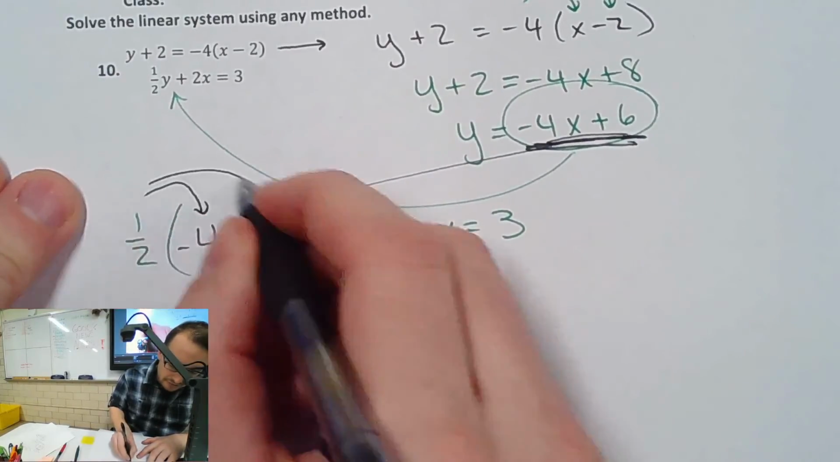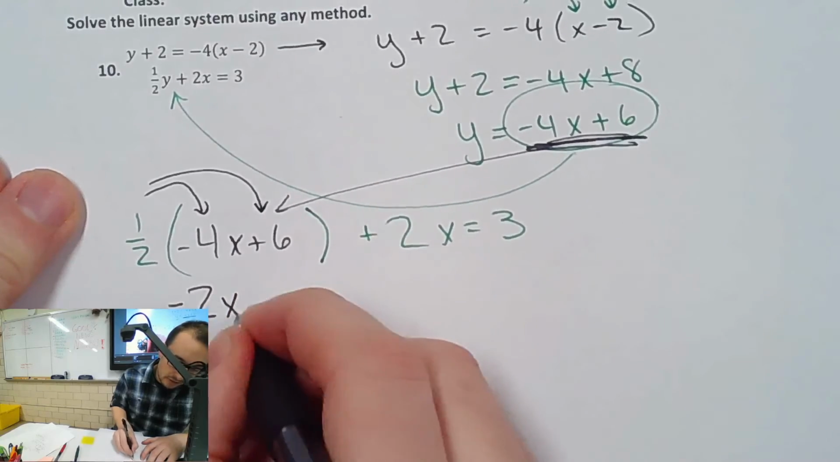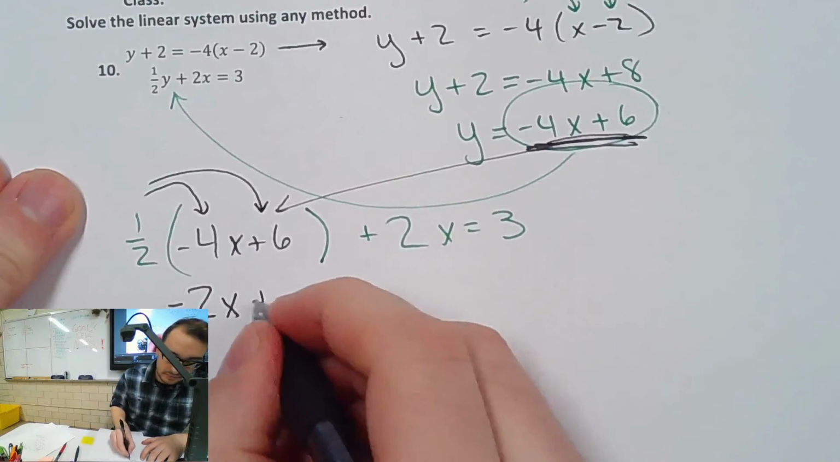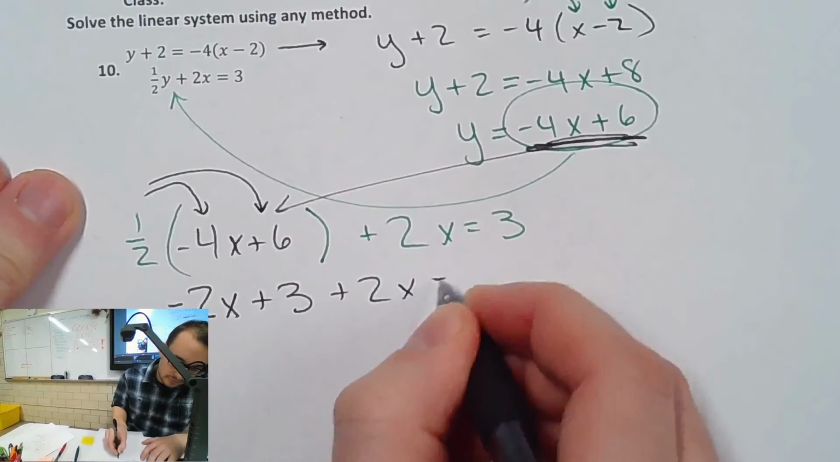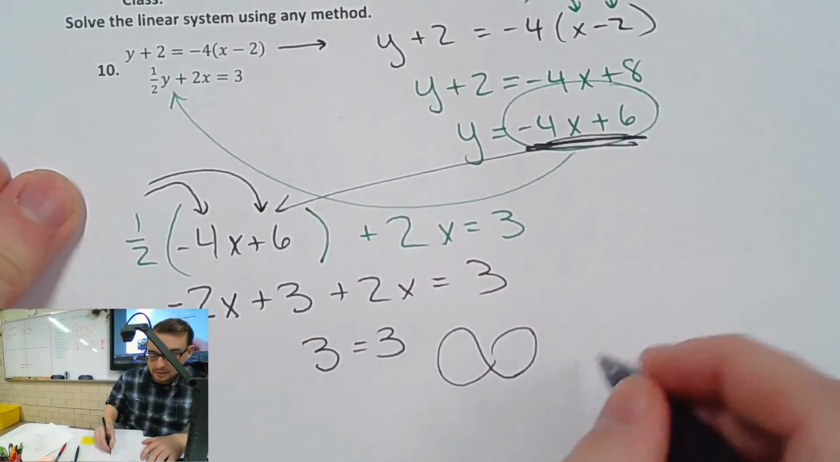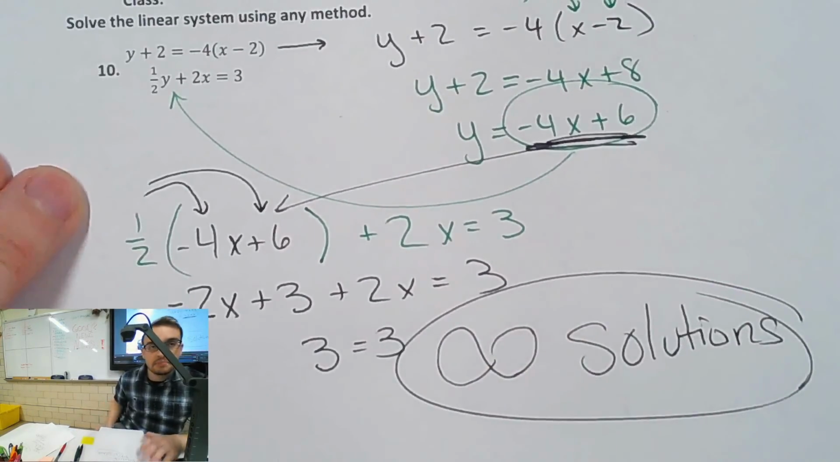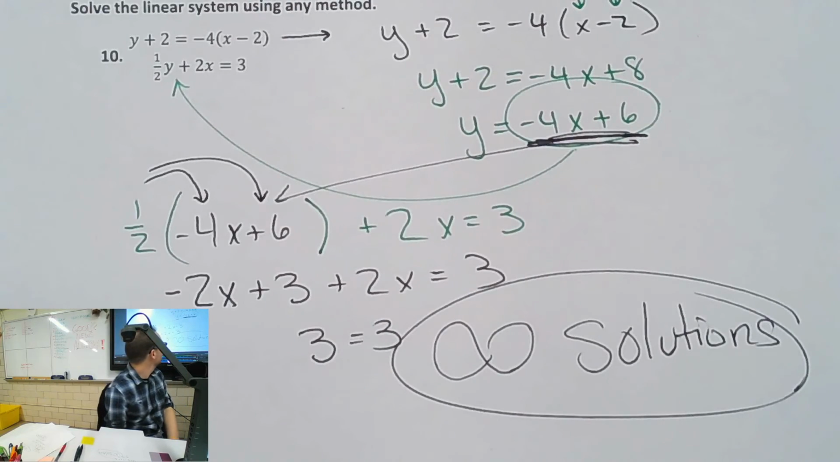Distribute the half. What's half of negative 4? Negative 2x. What's half of 6? 3 equals 3. They're the same line. I don't know, it's fun. Also, it's less work, because if you find it's like 3 equals x, then you got to go back and plug it back in, right? You're welcome.